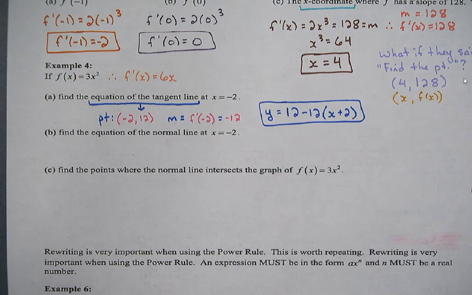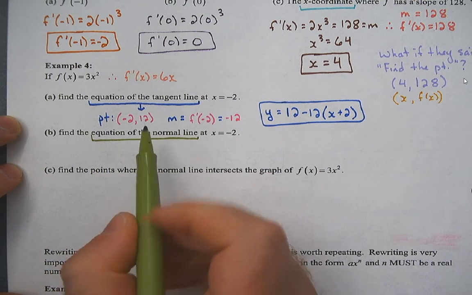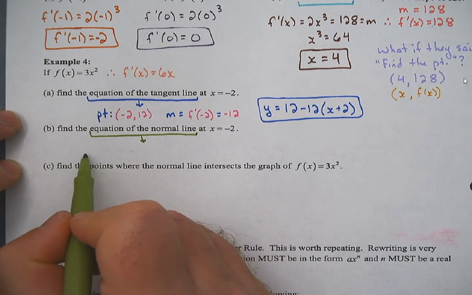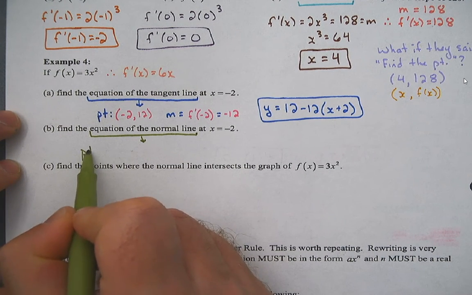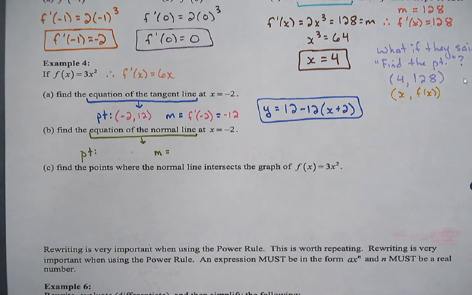Find the equation of the normal line. Okay, we got to start to get good at this. Equation. Let's highlight again. Equation of the normal line. First of all, if you're going to find the equation, what two things do you need? You need the point, and you need the slope. Anytime I see the equation for a line, I need those two things minimum.